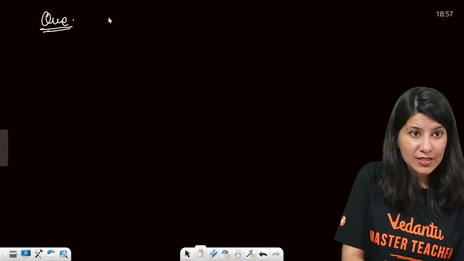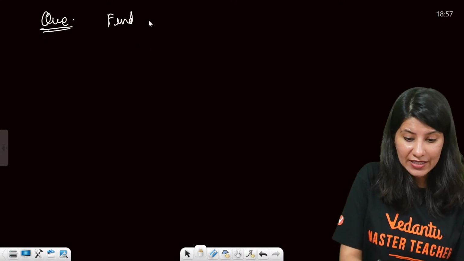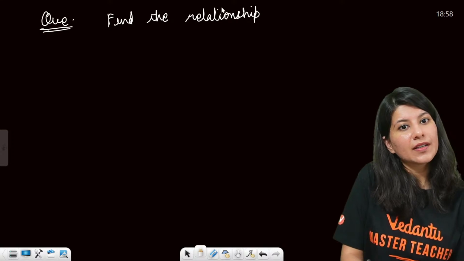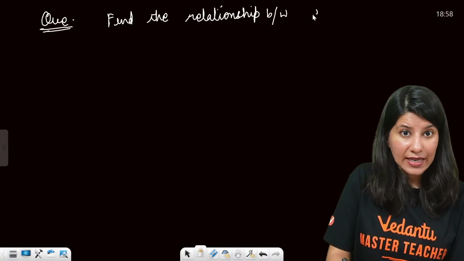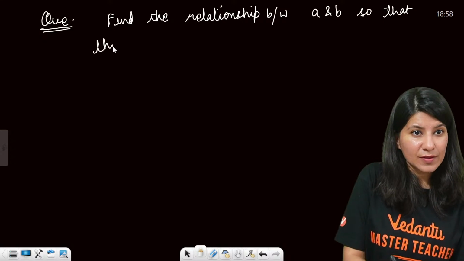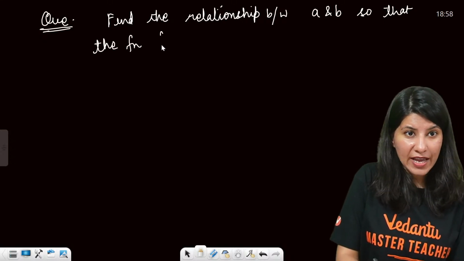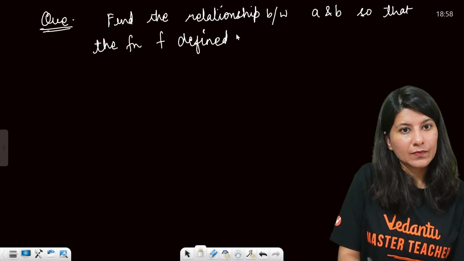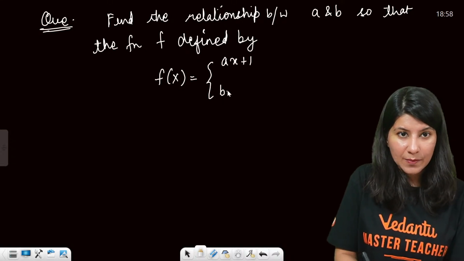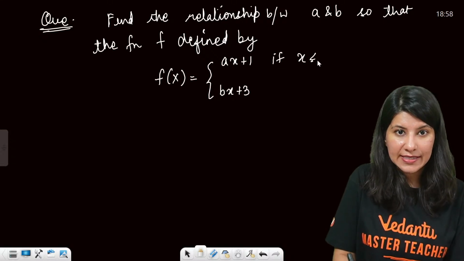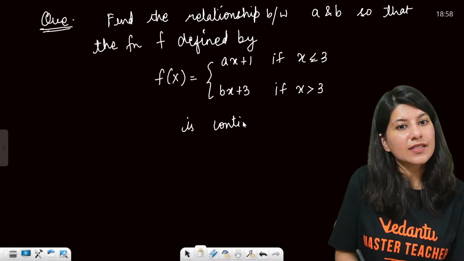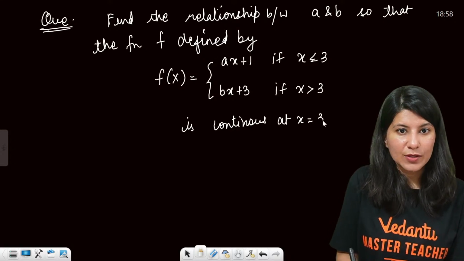So the question says: find the relationship between a and b so that the function f defined by f of x equals ax plus 1 if x is less than or equal to 3, and bx plus 3 if x is greater than 3, is continuous at x equals 3. So this is the question.